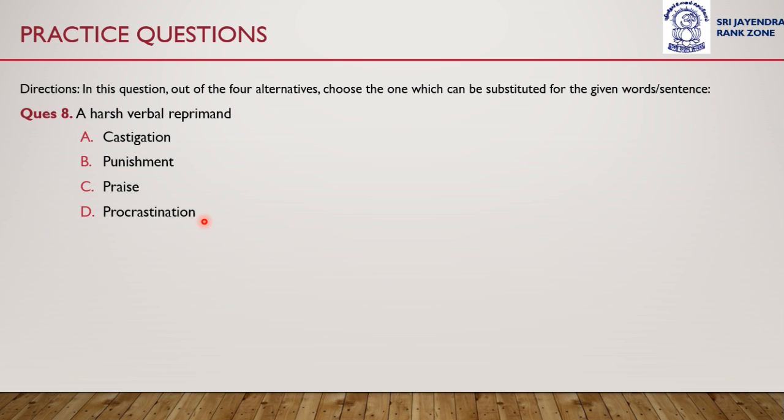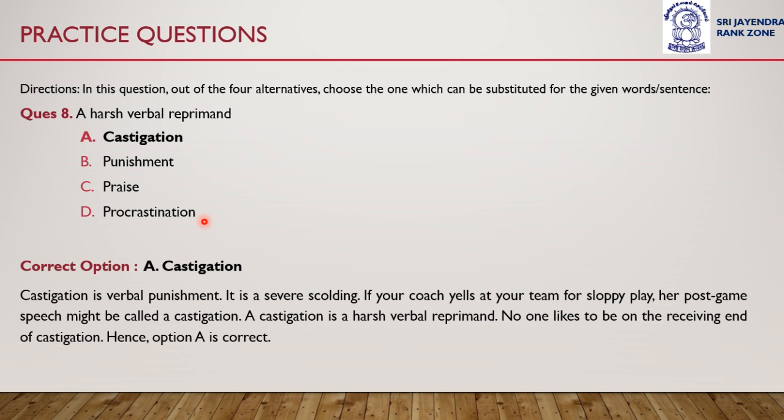Choose the option which is correct. So the correct answer will be option A, castigation. Castigation is a verbal punishment. It is a severe scolding. If your coach yells at your team for sloppy play, her post-game speech might be called a castigation. A castigation is a harsh verbal reprimand.